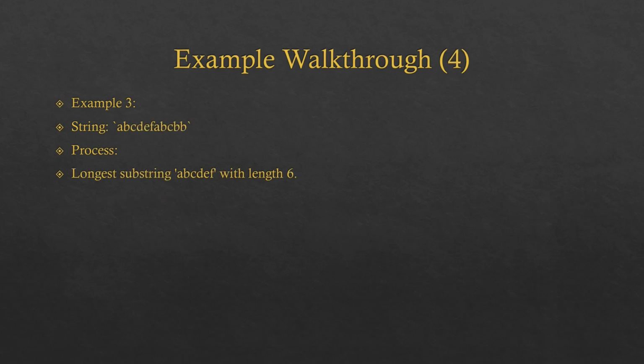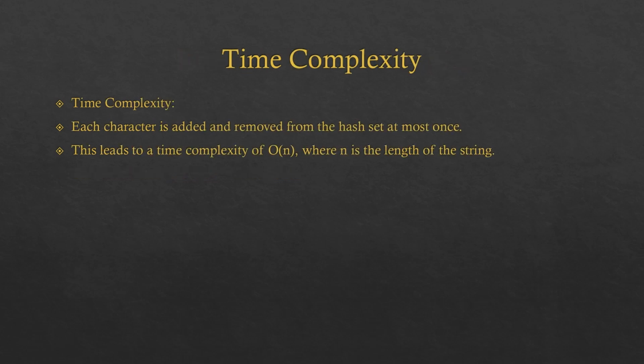Let's look at another example. In the string "AAA", the only substring with distinct characters is "A", so the longest substring has a length of 1. The time complexity of this approach is big O of n, since each character is added and removed from the hash set at most once. The algorithm runs efficiently even for strings with 30,000 characters.